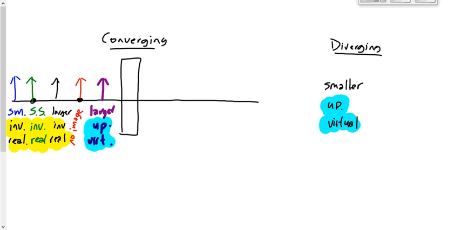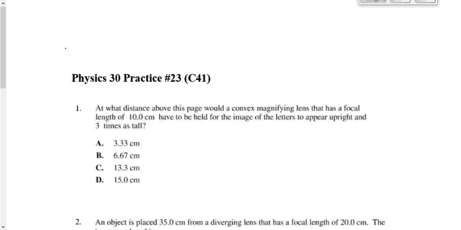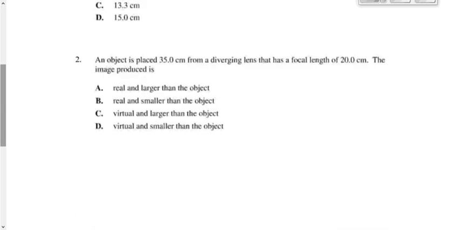Now, let's take a look at the questions that we wanted to look at here, and that was practice question set number 23. I want to look at question number 2 first. It relates more closely to what we just did than question number 1 does. Question number 1 is a pretty challenging question as well. Question number 2, we can do it a few ways, including what we just did.